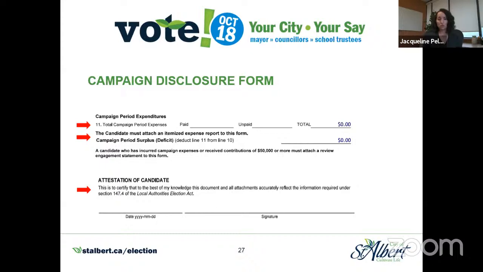Finally, you're going to want to complete the attestation of candidate at the bottom by signing the form and then submit it to the city by March 1st, 2022.